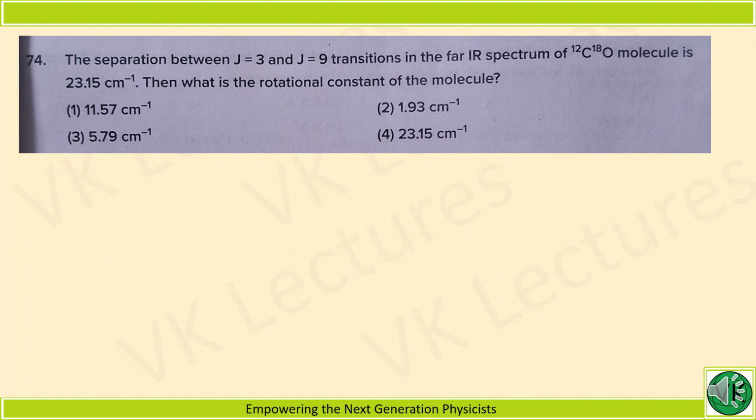Separation between J equal to 3 and J equal to 9 transition in far infrared spectrum of 12C18O molecule is 23.15 centimeter inverse. Then what is the rotational constant of the molecule? The correct option is option 2, 1.93 centimeter inverse.